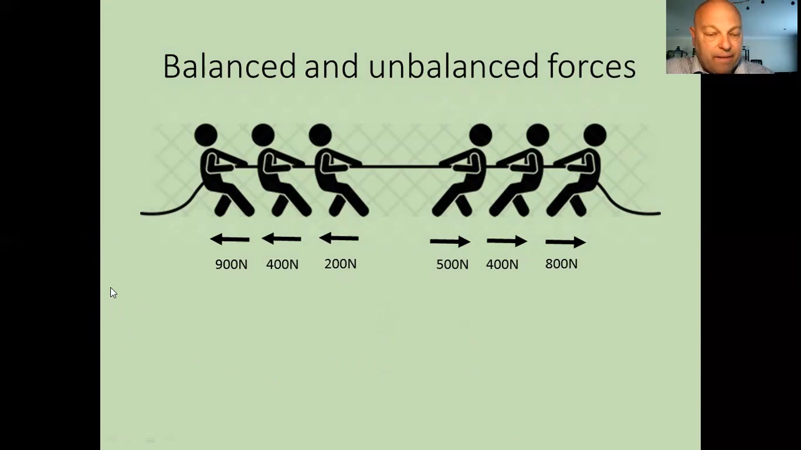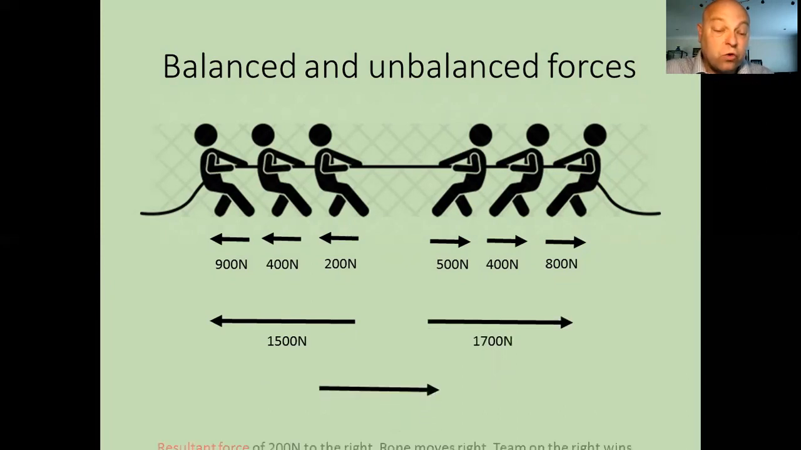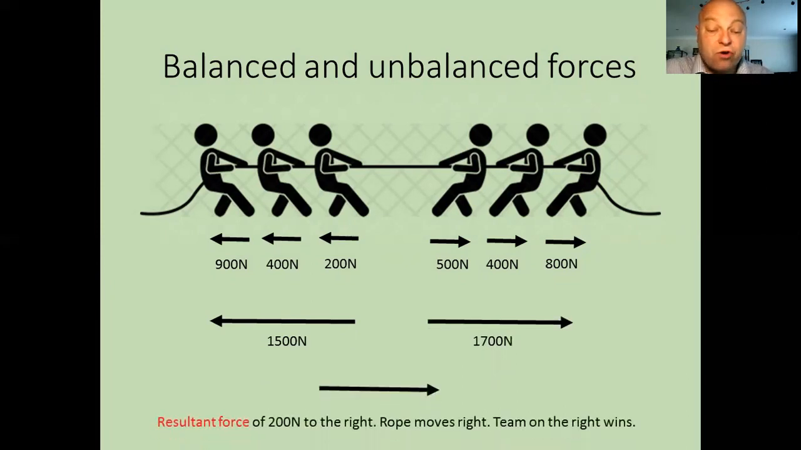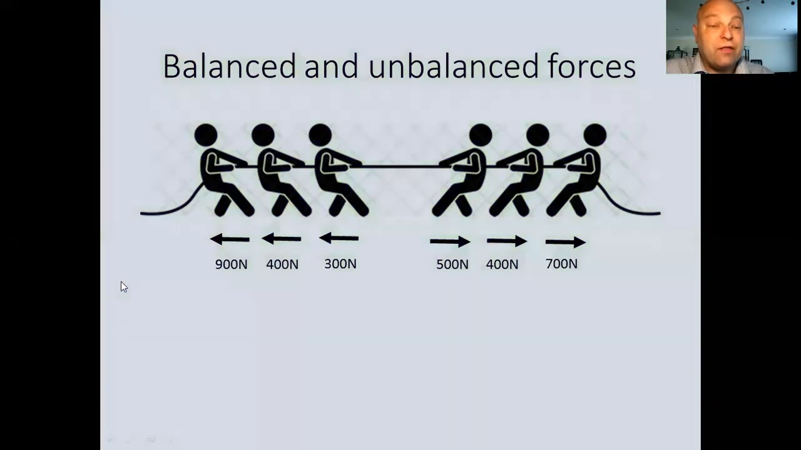Let's see how you've done them. So once again, add all the ones on the left together, that is 1500 newtons. Add all the ones on the right together, that is 1700 newtons. So the answer this time, the resultant force is 200 newtons to the right. Rope moves to the right, the team on the right wins. You got that right? Well done. Let's have a go at another one. Let's think of this one.